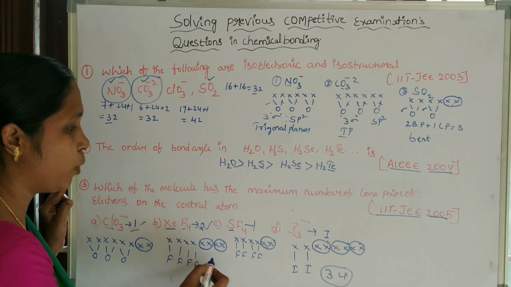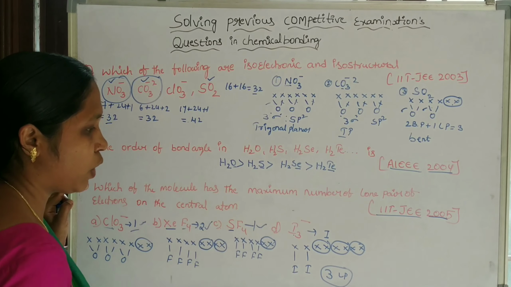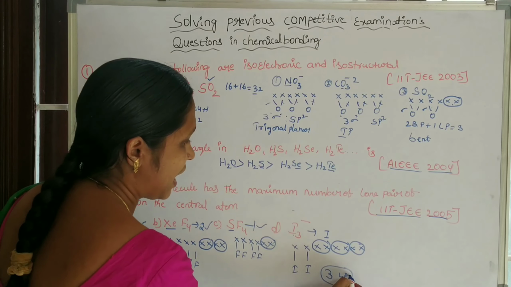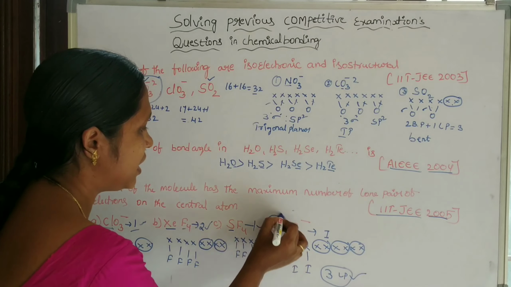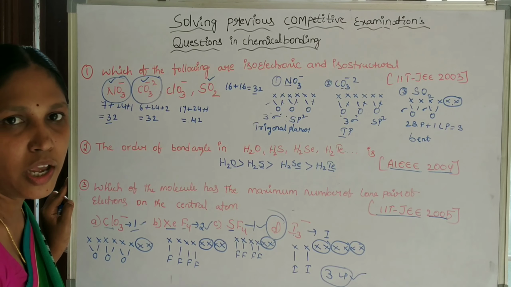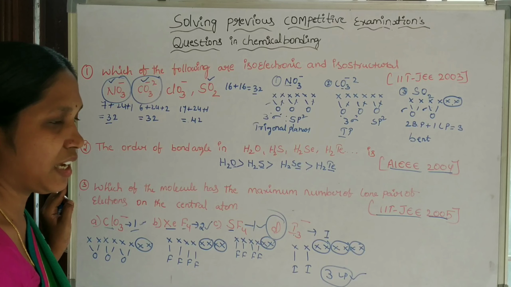XeF4 has 2 lone pairs. SF4 has 1 lone pair. I3 minus has 3 lone pairs. So the maximum number of lone pairs is present in I3 minus.